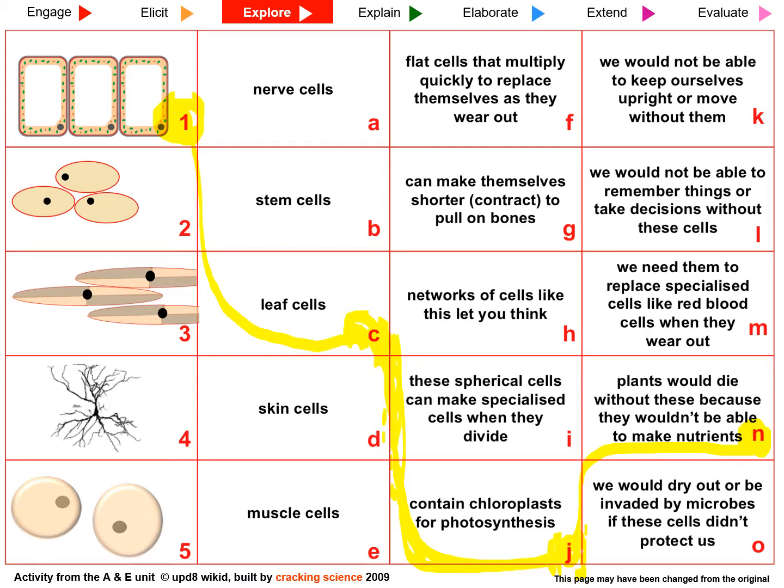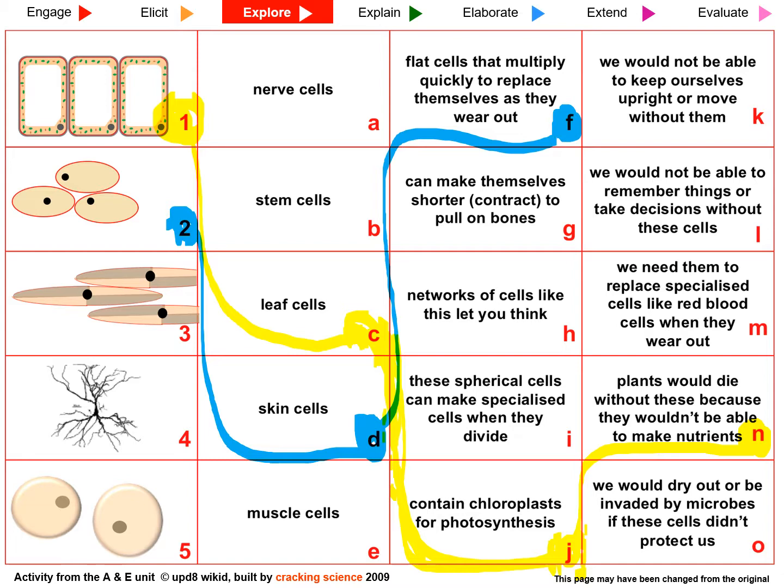All right, you paused it? All right, so then let's go through each one of these. Next, I know 2 and 3 actually might be quite difficult, and 5 as well, but 2 is going to be the skin cells, so that goes down to D. And so the skin cells are basically flat cells that can multiply quickly and replace themselves as they wear out, because remember the skin cells start to fall off. We make about 1 million of them every second, right?